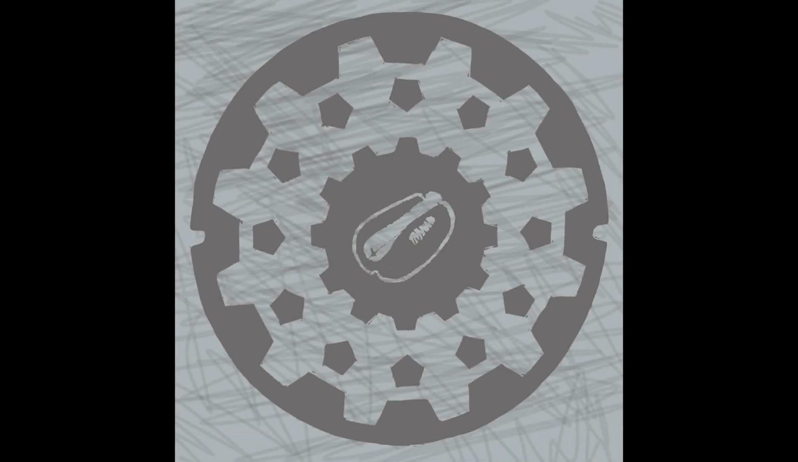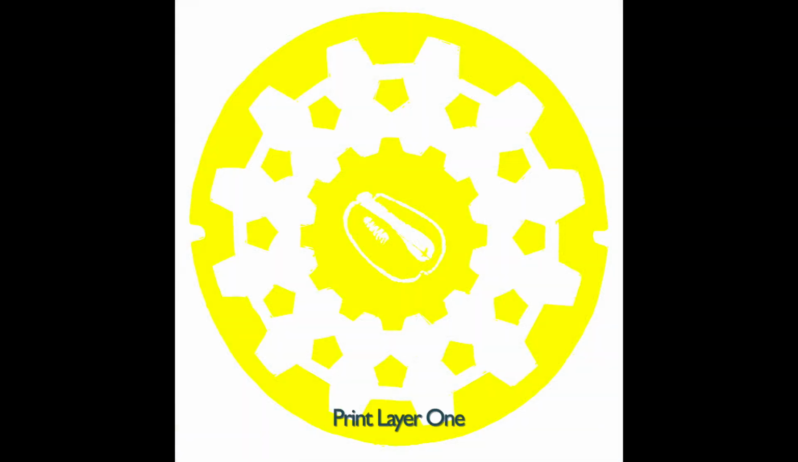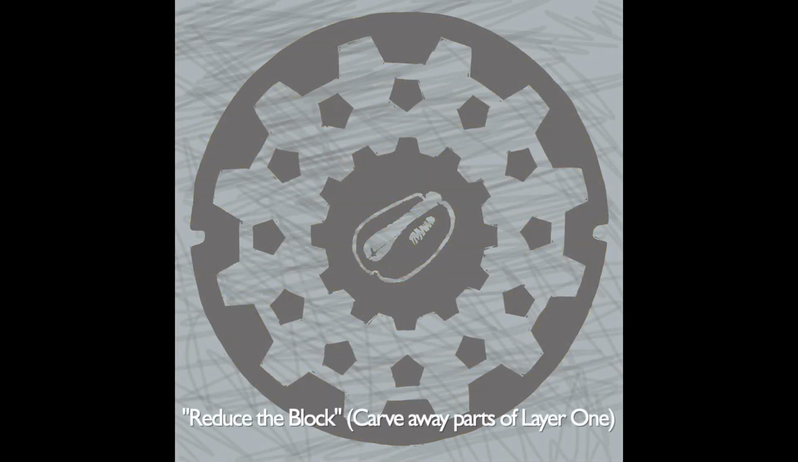Here's our gray block, and we're going to begin carving. We're going to remove all of the negative space in the block, leaving only that which we want to print. We roll up our block in yellow ink, and you'll note that the image is flipped, and this is what we have. Let's have a look at the block again as we begin to reduce it.